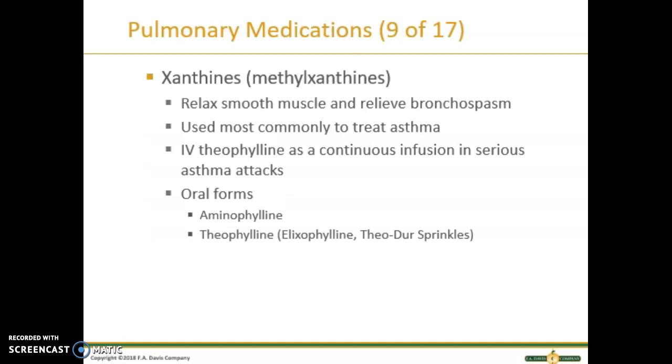Looking at xanthines, these relax smooth muscles and relieve bronchospasm. They're used most commonly to treat asthma. You will see IV theophylline given as a continuous infusion in serious asthma attacks. Also, they can come in oral forms such as aminophylline.